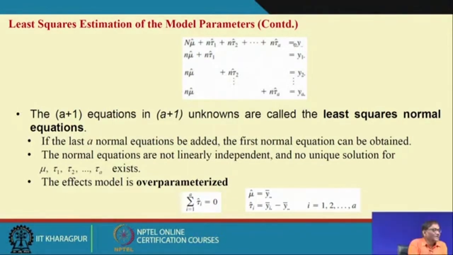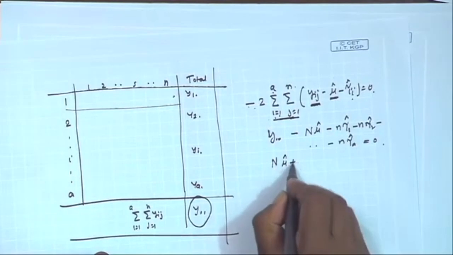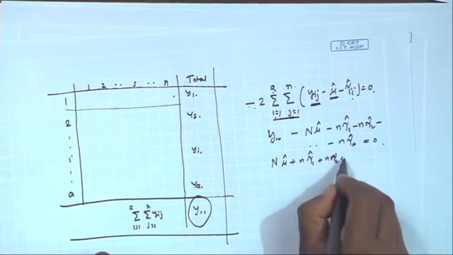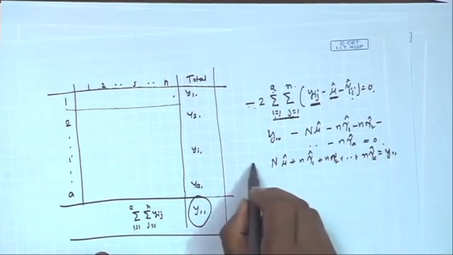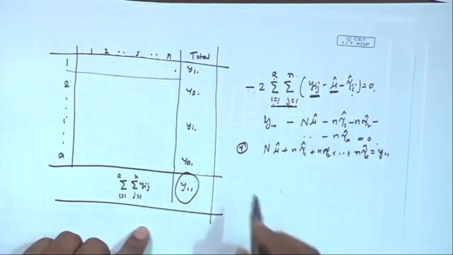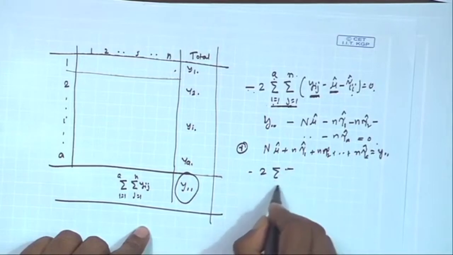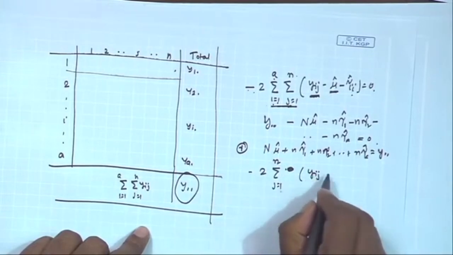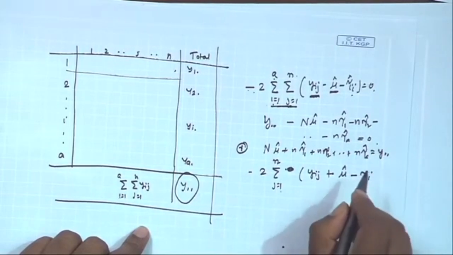Now, come to the second formula. What is the second formula? So, from this formula, we are getting n mu cap plus n tau 1 cap plus n tau 2 cap plus n tau a cap, this equal to y double dot. This is our equation number 1. From the second formula, or equation, sum over j equal to 1 to n, y_ij minus mu cap minus tau_i cap.